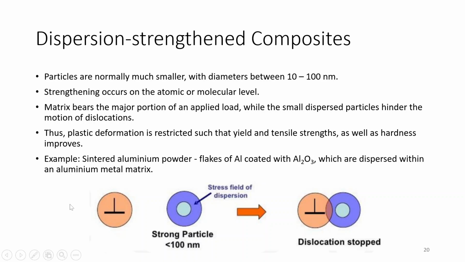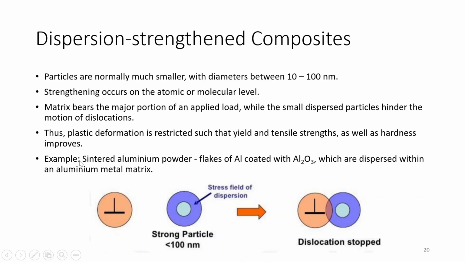This particular discovery was made by accident. They were trying to ball mill the aluminum powder, and there was formation of an alumina layer on it. The alumina formed also got ball milled and then sintered, and it showed higher strength compared to pure aluminum. That's how this sintered aluminum powder was found, and after that this particular type of strengthening was used.